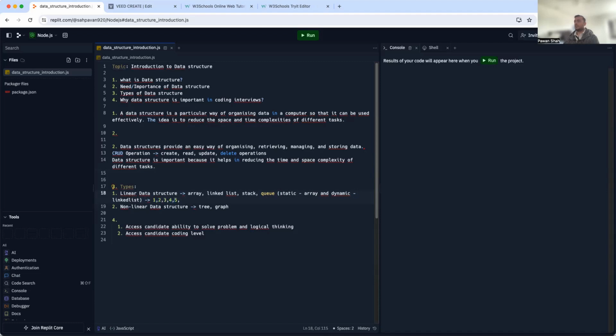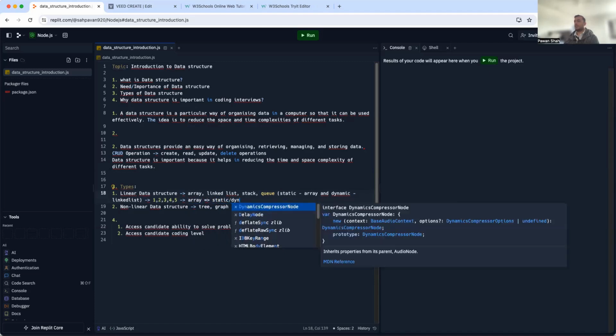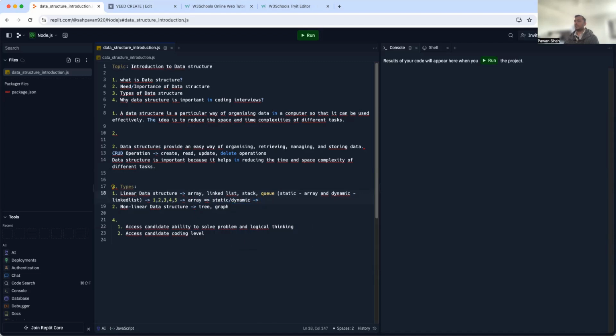Again, about the dynamic and static, the difference is that for the static, the memory size where you are storing the data won't increase. An array can be static or dynamic. Static means the size of the array is fixed. Let's say I have an array of size 10, so I can only store 10 items in this array. But if I want to increase it, it won't increase because the size of this array is fixed, so it's called static.